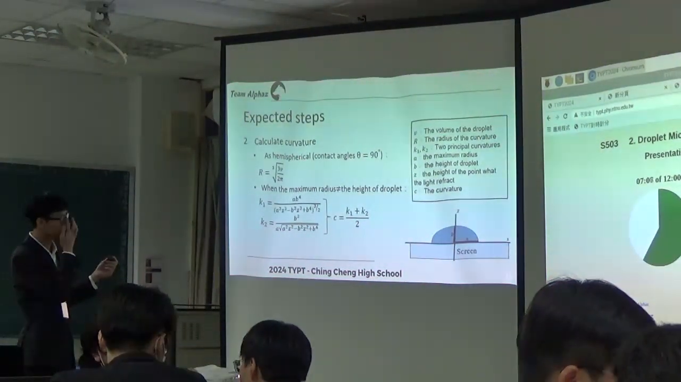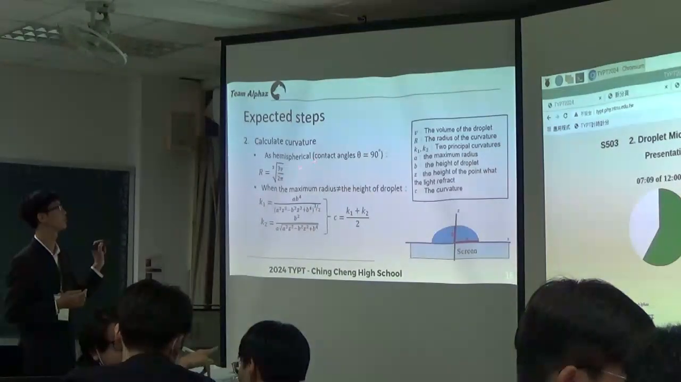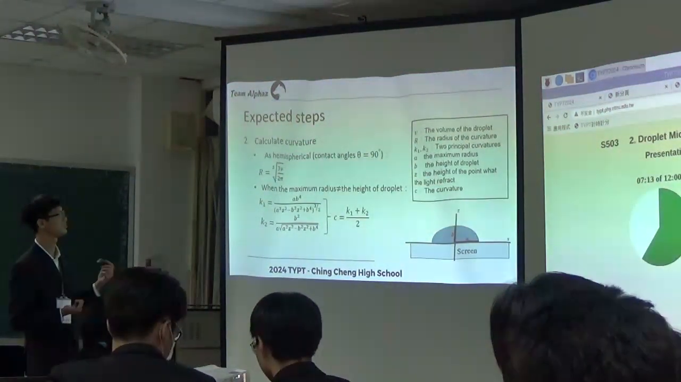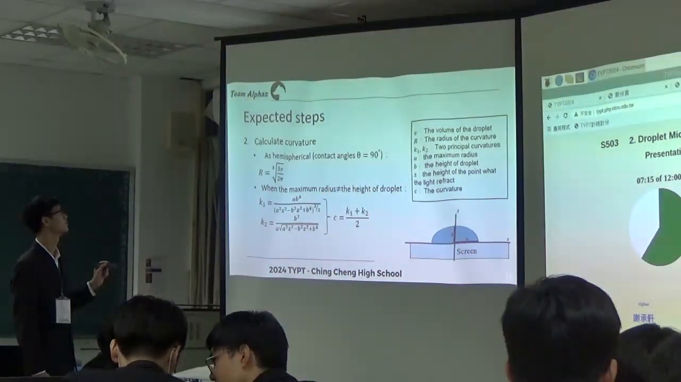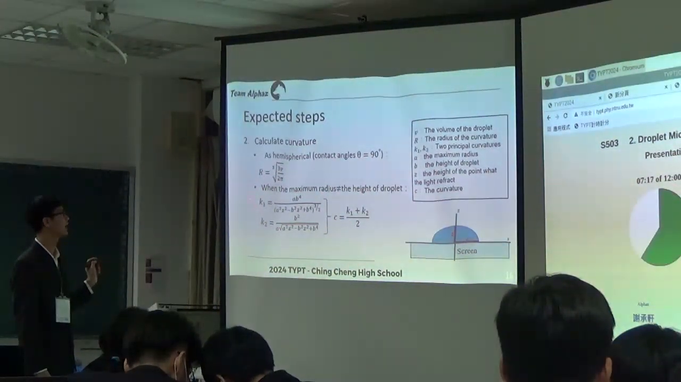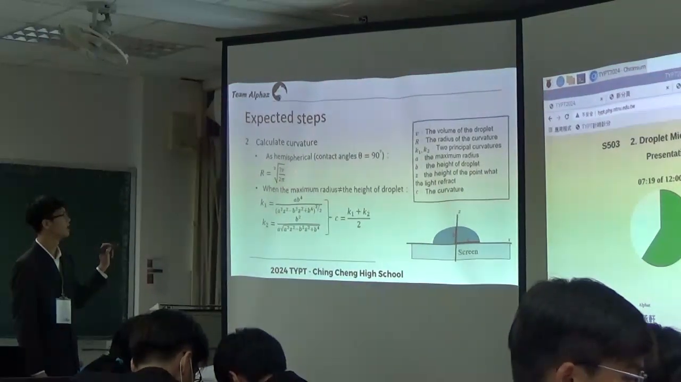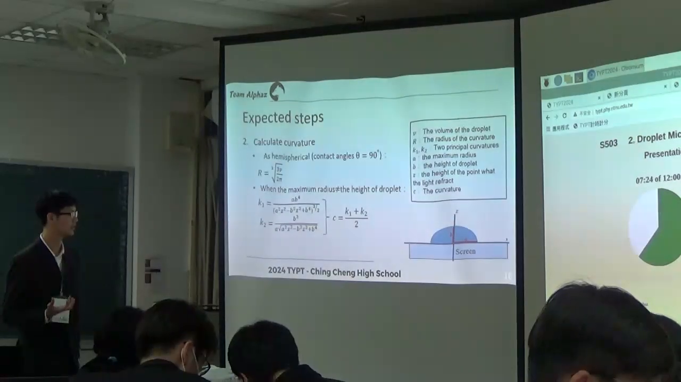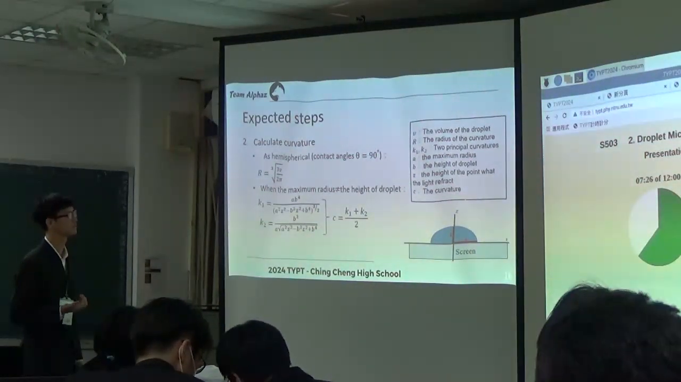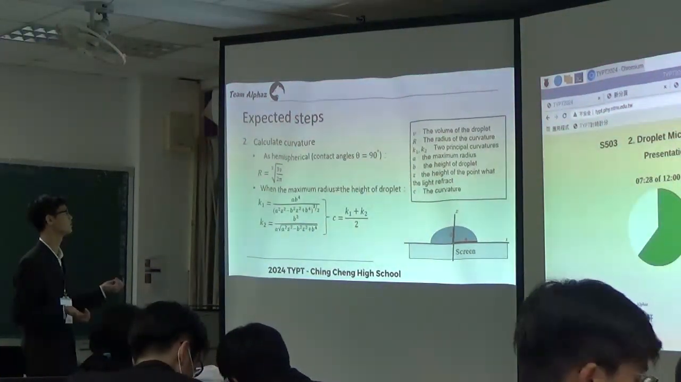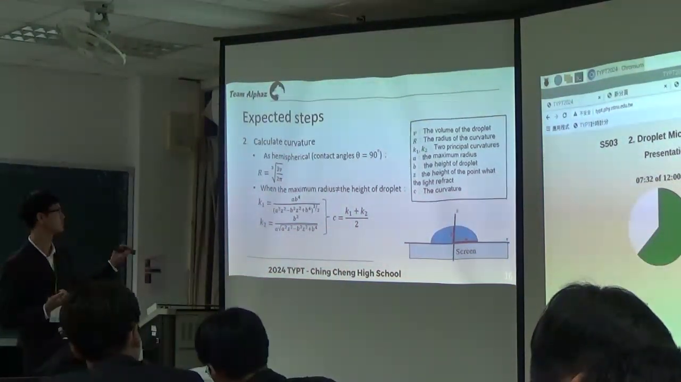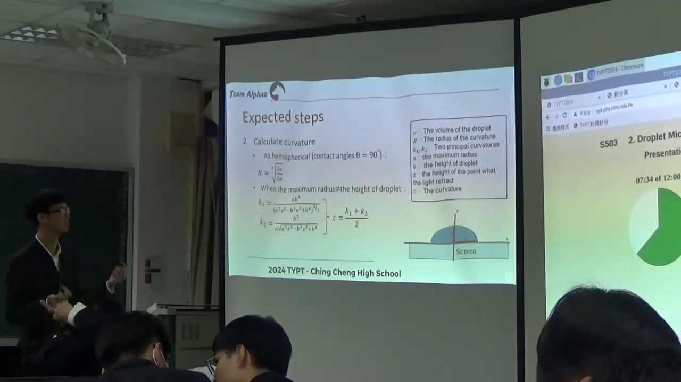If the droplet has a hemispherical shape, the contact angle theta is equal to 90 degrees, and we can get R equal to this. But we can make the droplet very good. So we can use that to find our curvature.